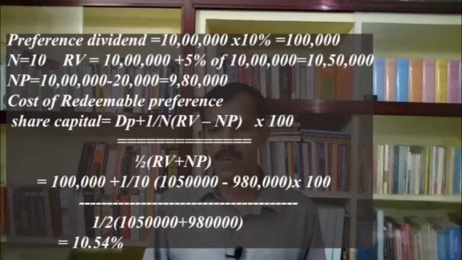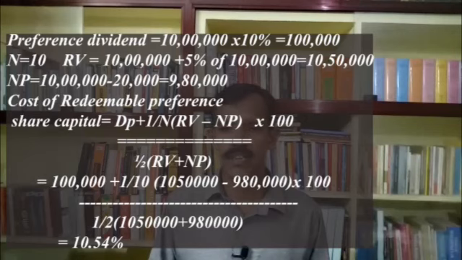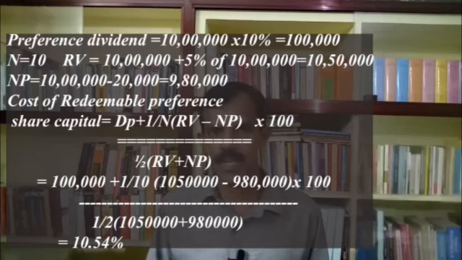Then the redeemable value: we are going to redeem these shares after 10 years at a premium of 5%. So 10 lakh into 5% comes to 50,000. So RV, the redeemable value, is equal to 10 lakh plus this premium 50,000, that is 10 lakh 50,000.